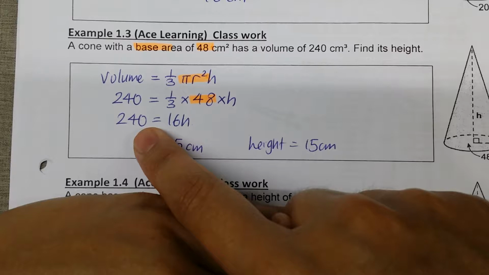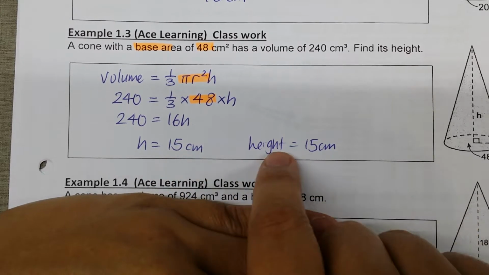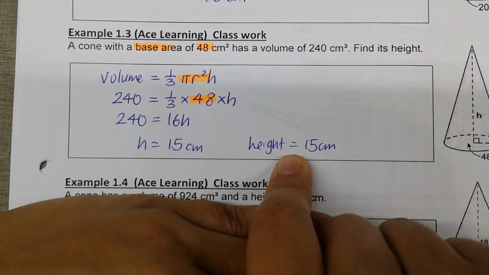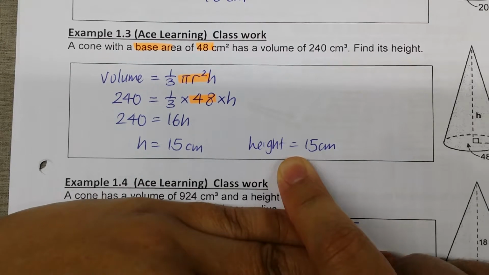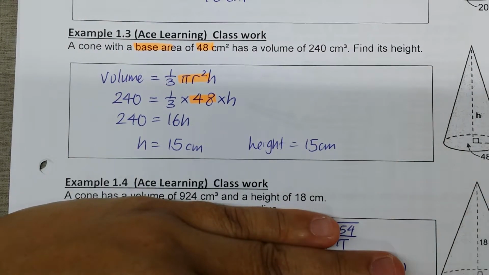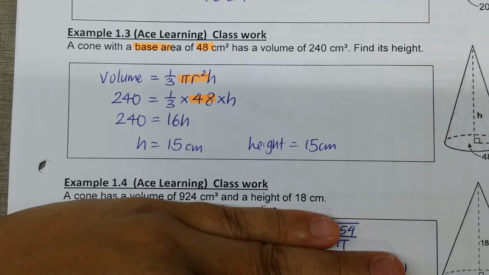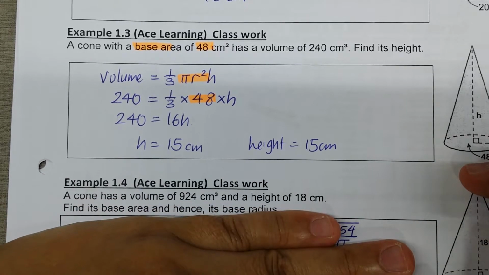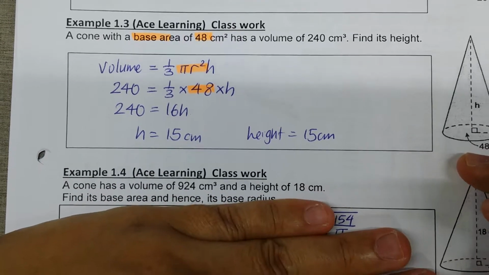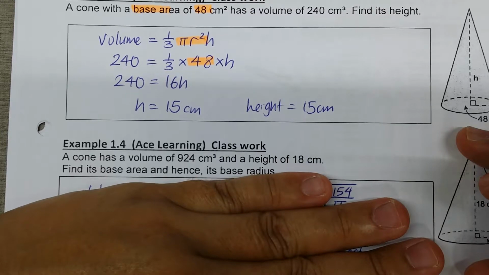Okay, 240 divided by 16, I get 15. So you rewrite height equals to 15 cm. Okay, all these are ACE learning work that you're supposed to do as holiday assignment. Okay, let's proceed. If you need to pause the video and write down the working, go ahead.